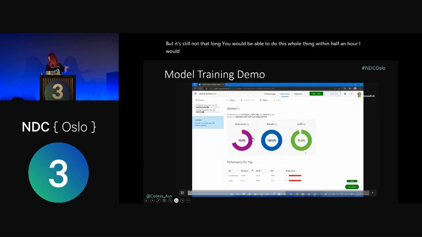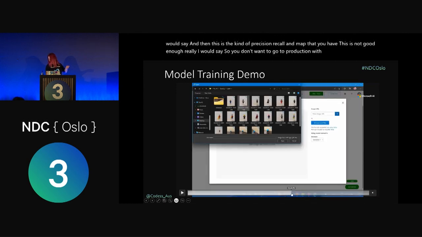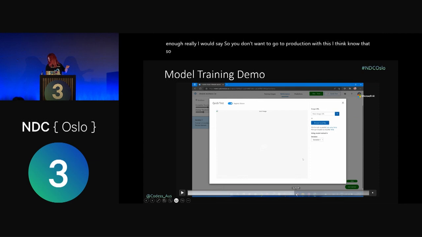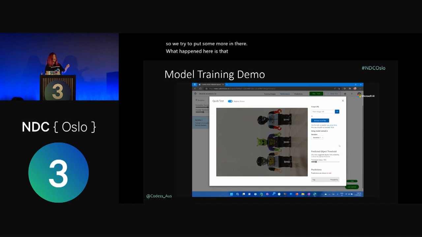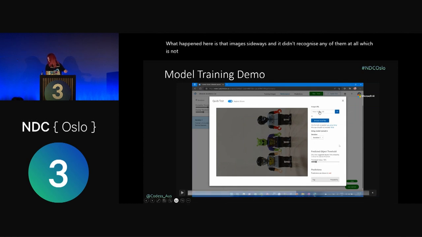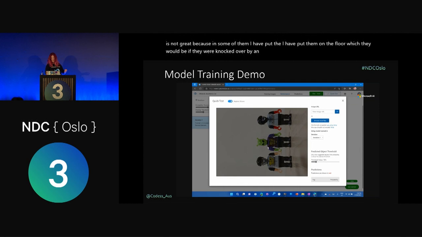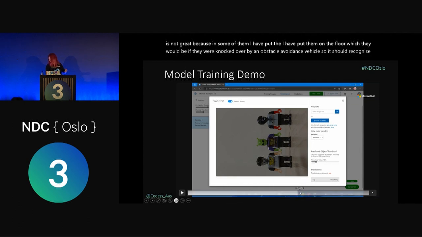And then this is the kind of precision, recall and mAP that you have. This is not good enough, really, I would say. So you don't want to go to production with this. I think you know that, huh? So we try to put some more in there. What happened here is that image is sideways and it didn't recognize any of them at all, which is not great, because in some of them I have put them on the floor, which they would be if they were knocked over by an obstacle avoidance vehicle. So it should recognize them as still Lego people in that scenario, and it didn't.